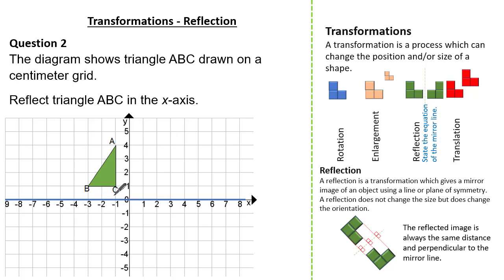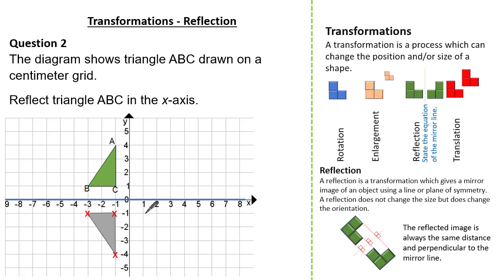So let's start with point C. Perpendicular and counting from our x-axis, we know this is 1 square away, so our new vertex will be 1 square away. B, we know is 1 square away perpendicular from the x-axis, so we know it's 1 square away. Finally, A, perpendicular from the x-axis, we can count 1, 2, 3, 4 squares away, so therefore it's 1, 2, 3, 4 squares away. From here, I've reflected triangle ABC in our x-axis.